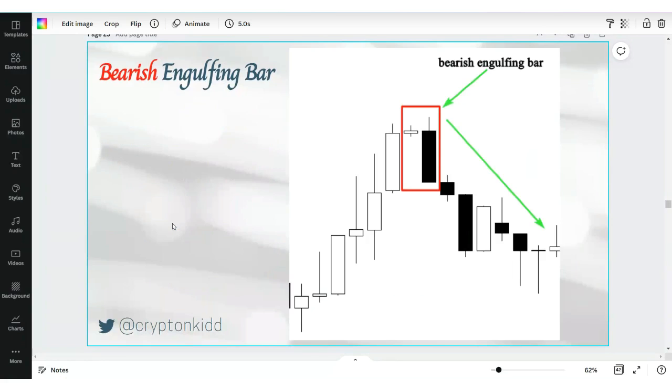This is a clearer picture of what the bearish engulfing bar looks like in an uptrend. You can see there was an uptrend going from the left-hand side. At the top of that trend, we have our bearish engulfing bar.